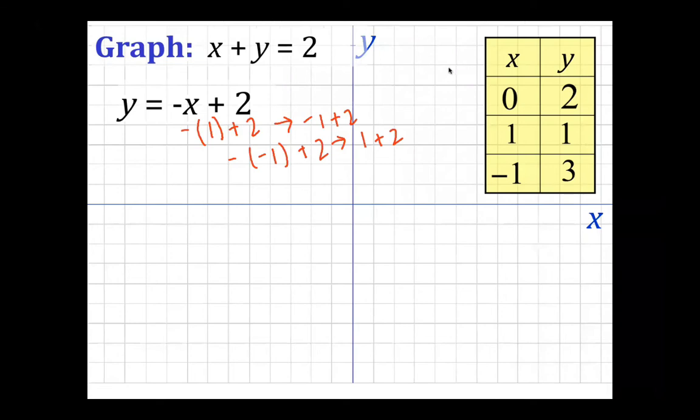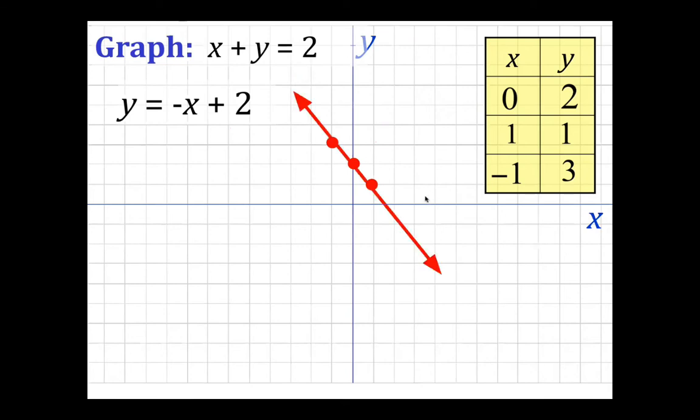Now that you have all your ordered pairs, you can go ahead and plot them on your graph. So here is (0, 2), (1, 1), and then (-1, 3). And go ahead and draw your line through your points, and there is your graph.